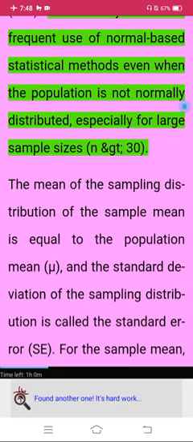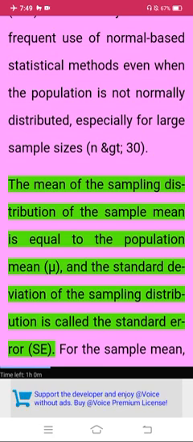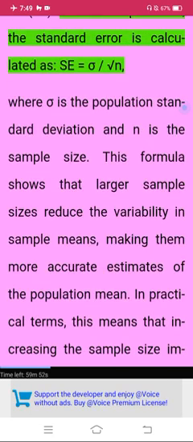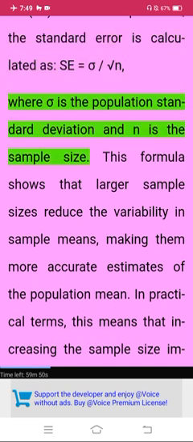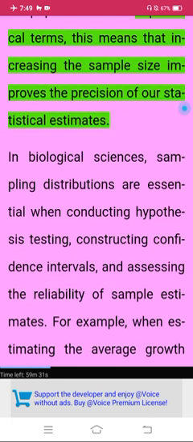This result justifies the frequent use of normal-based statistical methods even when the population is not normally distributed, especially for large sample sizes, n greater than 30. The mean of the sampling distribution of the sample mean is equal to the population mean, mu, and the standard deviation of the sampling distribution is called the standard error, SE. For the sample mean, the standard error is calculated as SE equals sigma over square root of n, where sigma is the population standard deviation and n is the sample size. This formula shows that larger sample sizes reduce the variability in sample means, making them more accurate estimates of the population mean. In practical terms, this means that increasing the sample size improves the precision of our statistical estimates.